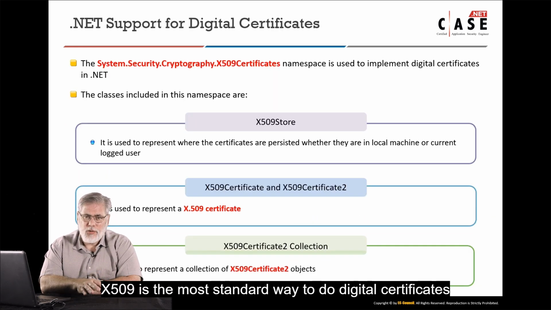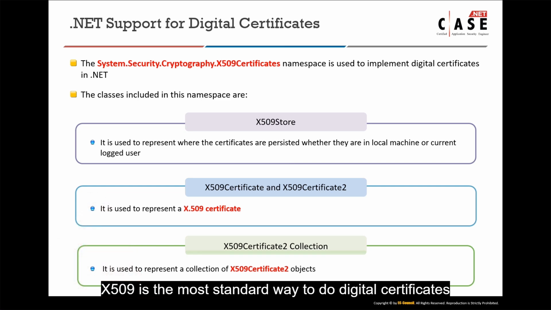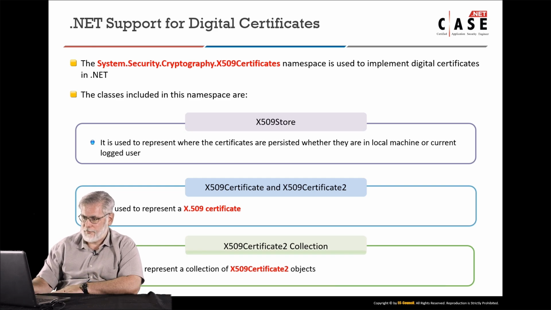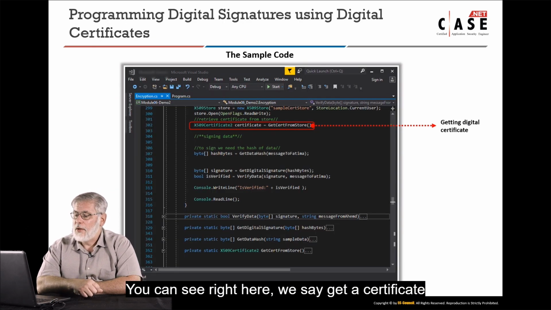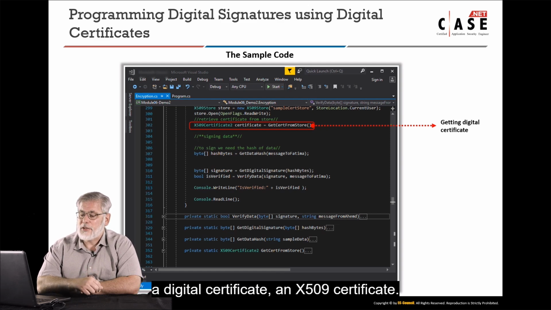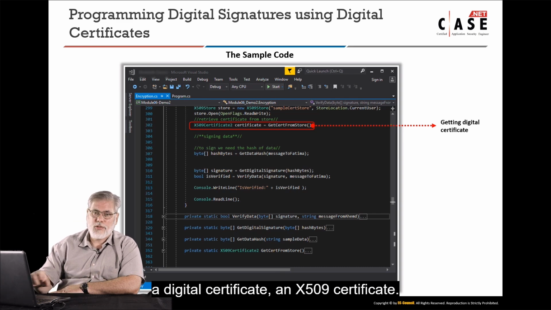X509 is the most standard way to do digital certificates, and guess what? .NET has an X509 certificate namespace built in, and it will allow you to generate X509 certificates right in your code. You can see right here, we say get a certificate from our certificate store. That gets us a digital certificate, an X509 certificate.